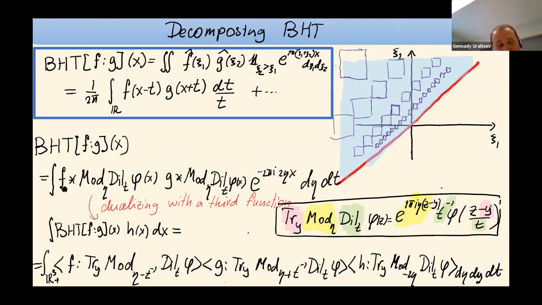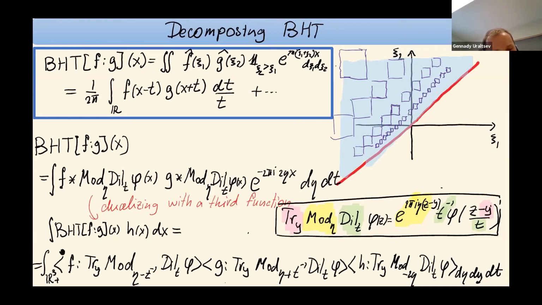Then what you notice is that the convolution is nothing else than just the integral pairing of a function with a translated, modulated, dilated wave packet. So here we obtain, after some manipulations, we manage to decompose the trilinear form associated with BHT as an expression that looks like this. Now, this expression is actually quite suggestive because, up to some geometric parameters that have to be specified, the fact that here you have eta minus t minus 1 and so on, how does this thing look?